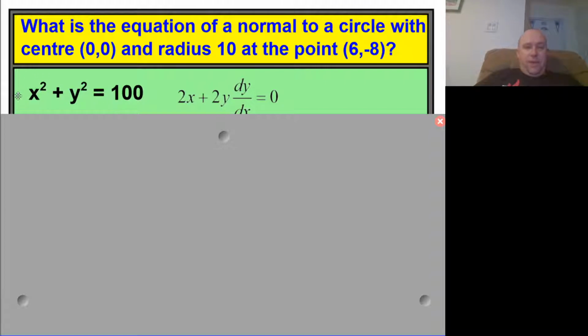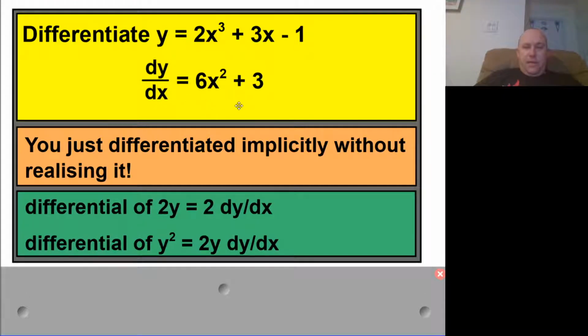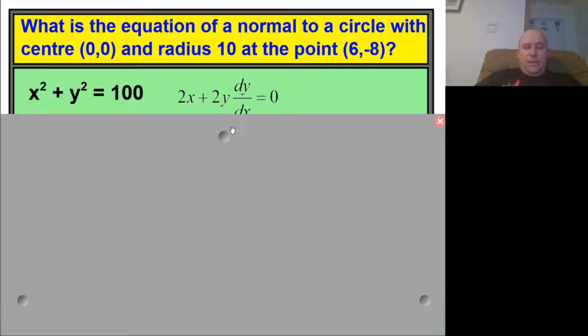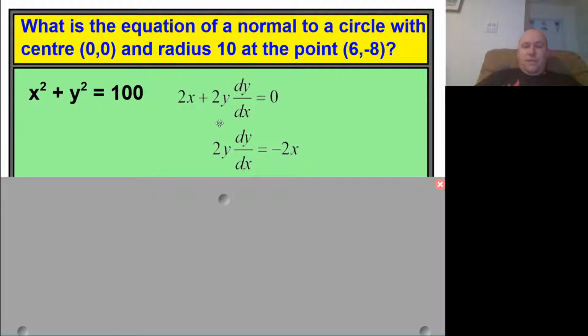Now, as I come to differentiate this, the differential of x squared is just 2x, as we're used to. The differential for y squared, same rule, but as it involves a y, we also have to put dy by dx at the end of this. Differential of 100 is 0. Normally, unlike on that last question, it just says dy by dx equals. Notice on this one, it doesn't say dy by dx equals. So we're going to solve for dy by dx.